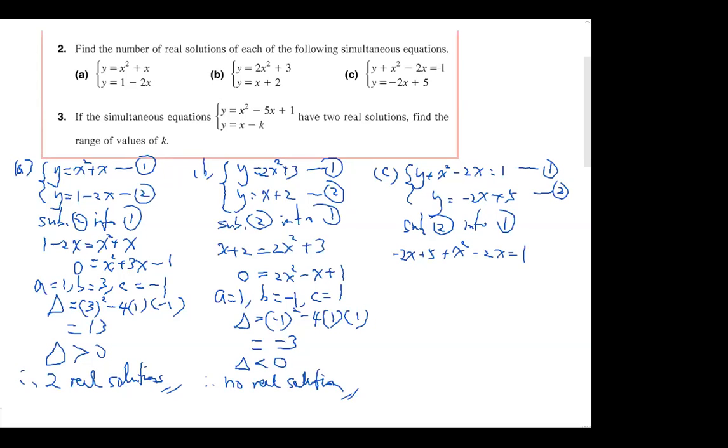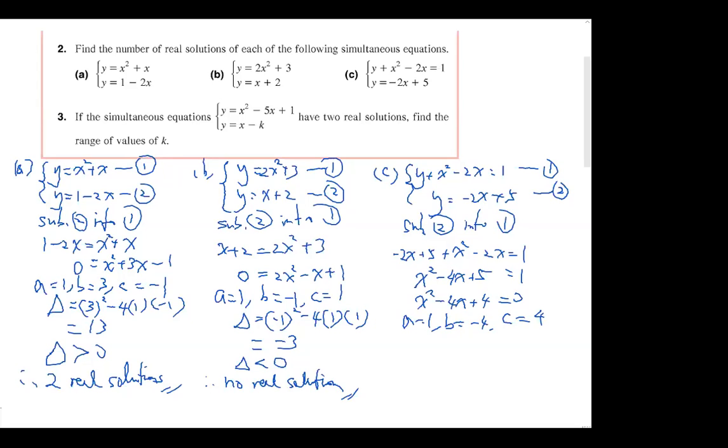And then we simplify the like terms first. X squared minus 2x becomes -4x plus 5 is equal to 1. And then move the 1 to the left hand side. It becomes x squared minus 4x plus 4 equals 0. Now we have a simple quadratic equation with a equals 1, b equals -4, and c equals 4.